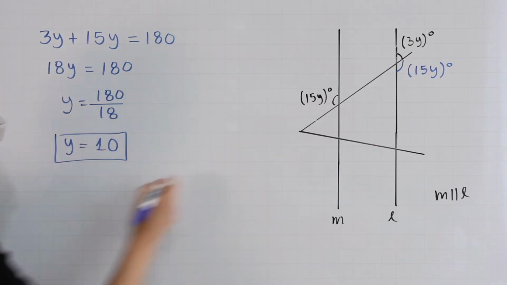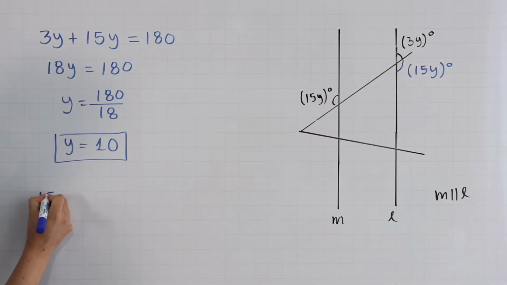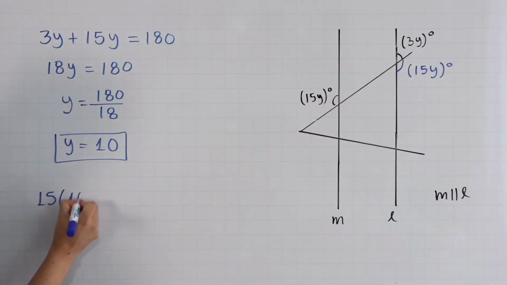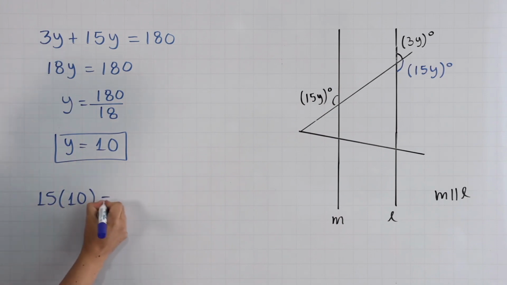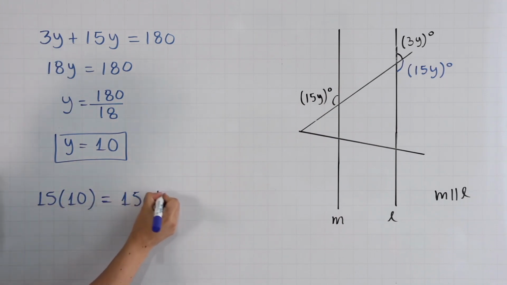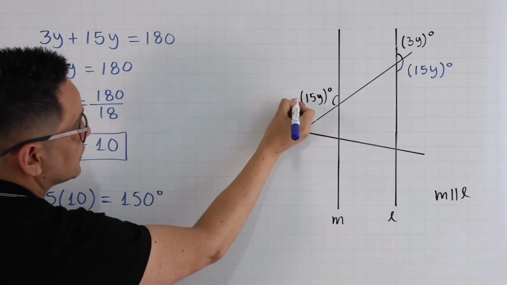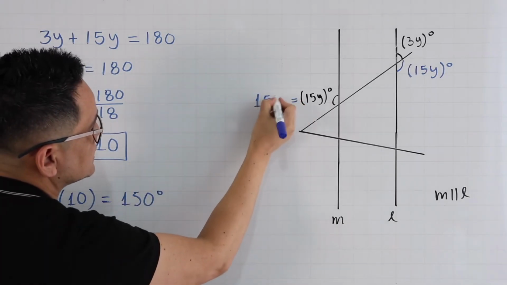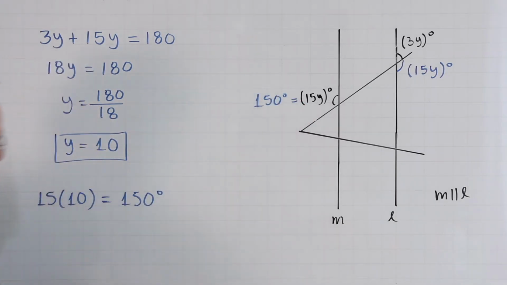So if I do 15 times y, then I would have 15 times whatever its value is. And in this case, it's 10. And 15 times 10 is equal to 150. Now, let's add degrees. There you go. We already have that. This angle measures 150 degrees.